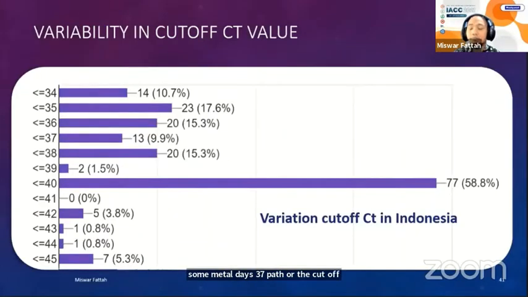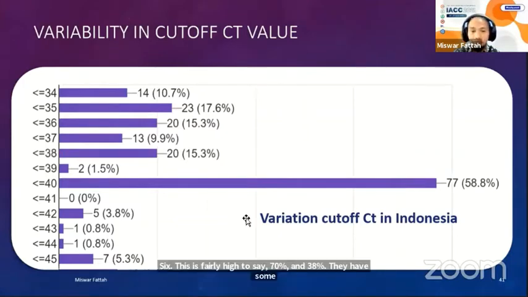We have a survey from Indonesia. Mostly the cutoff is less than 40, around 55%, but there is a lot of variability. Some laboratories have a 34 cutoff, 35, 36. This is very high too, 70%. And 38%, they have some different cutoff.